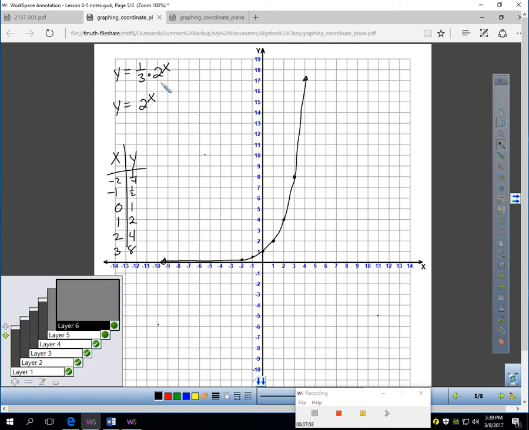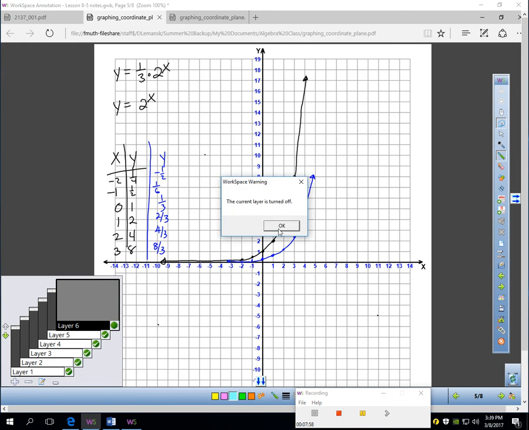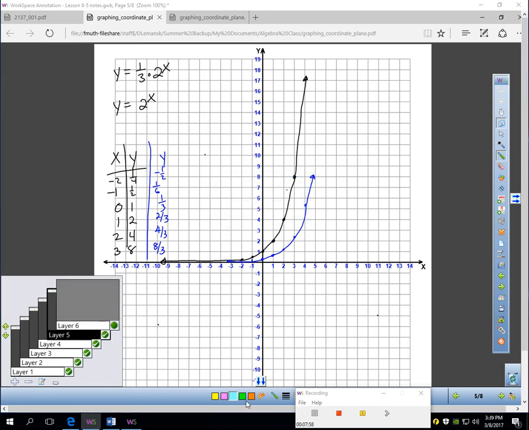Now, how does this graph compare to this? Well, do you notice how this has a 1/3 in front? Here's what that 1/3 is going to do. It's going to take all these y values that I'm highlighting in blue. Let me highlight those in blue. And it's going to multiply all these values by a third.